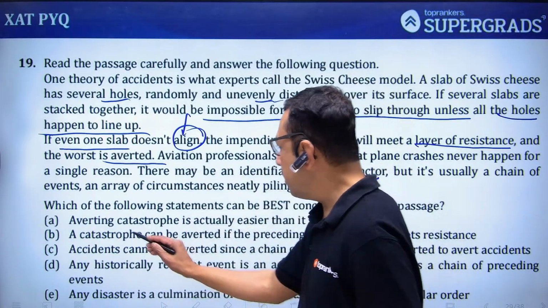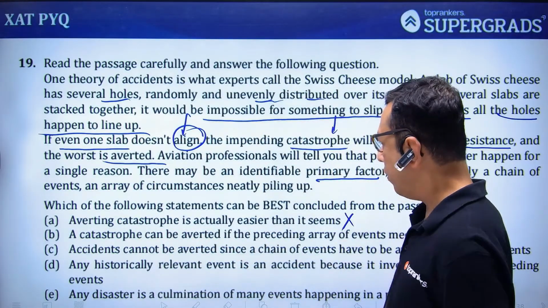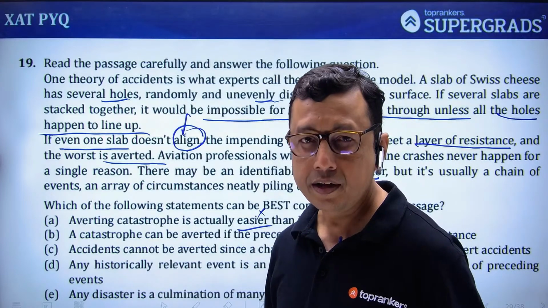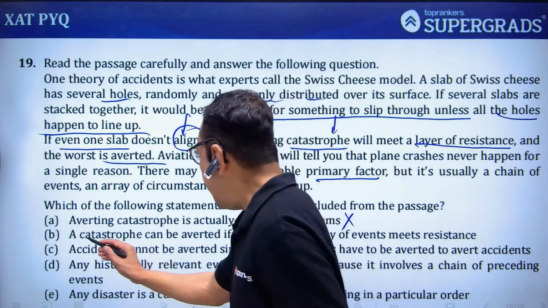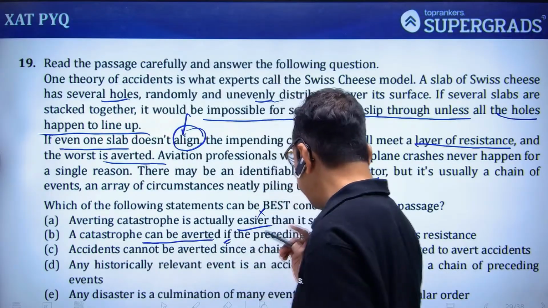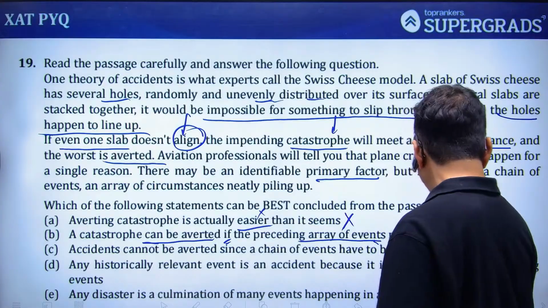Okay. Averting catastrophe is actually easier than it seems. This is wrong. Easier? No. It doesn't talk about it. The theory has a logical base. A catastrophe can be averted if the preceding array of events meets resistance.